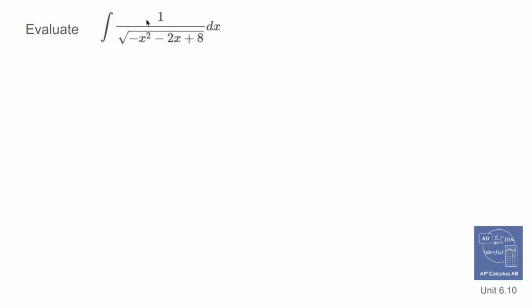Evaluate the integral of 1 over the square root of a quadratic. When I have the integral of 1 over the square root of a quadratic, I want to try to make it look like the square root of a quadratic and see if I can pull this off. If I can do that, I can think inverse sine thoughts because the inverse sine comes from this. So this is what I need to do. I'm going to pull out just the stuff underneath the square root. So negative x squared minus 2x plus 8.